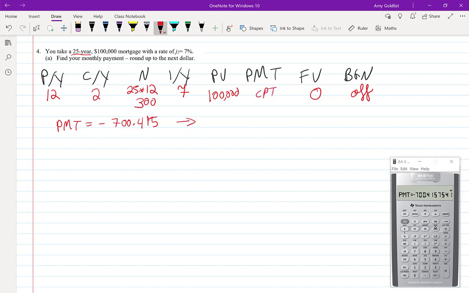So that means I'm going to make a payment of $701. Let's re-enter that. So 701, make sure it's negative, press payment, and now we're going to recompute N. We always do that to make sure it's just under 300. That's what we would like.